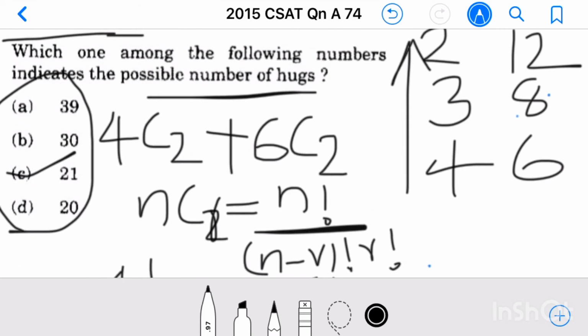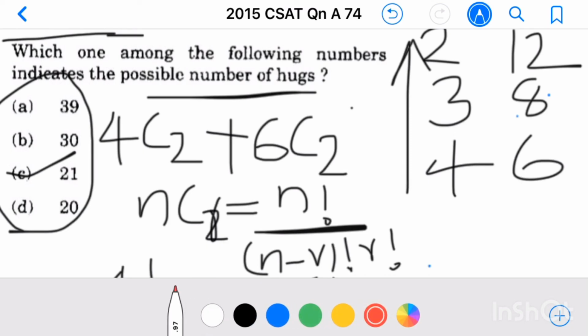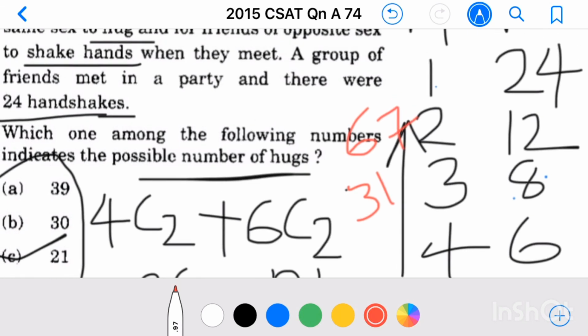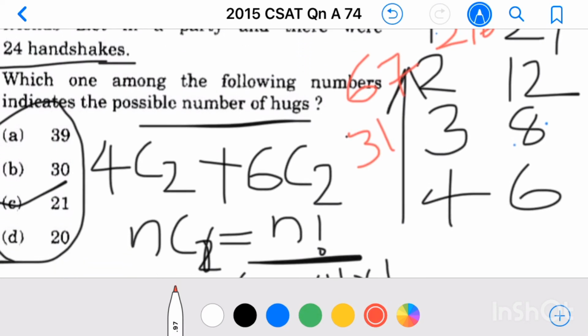Then when we are calculating 3C2 plus 8C2, we get the value as 31, which is not in the options. Then 2C2 plus 12C2 equal to, we get 67. Then 24C2 equal to, we get 276. All these are not in the options. So possible number of hugs from the given options is 21. Option C, 21.